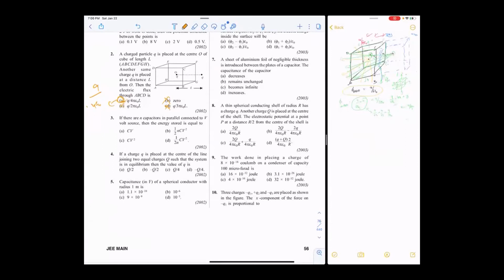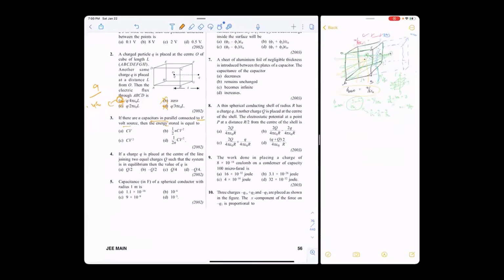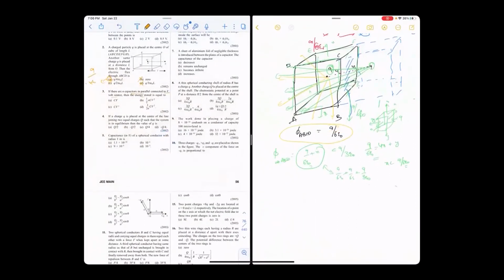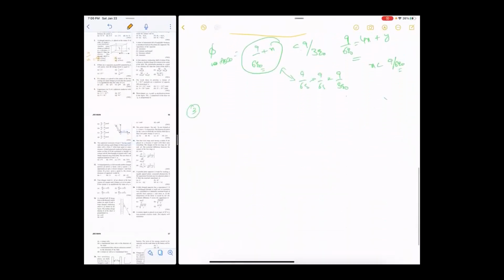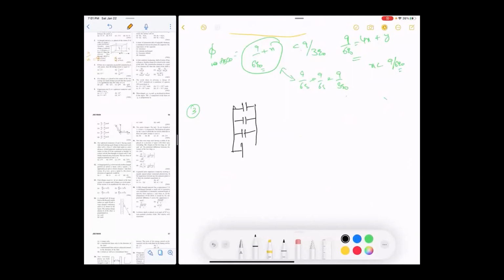The next one: if there are n capacitors in parallel connected to V voltage source, the energy stored is equal to what? So third one, there are n capacitors. They're in parallel. In all of them the voltage is V. This is the battery symbol. This is the capacitor symbol. Each is C. Voltage is V.